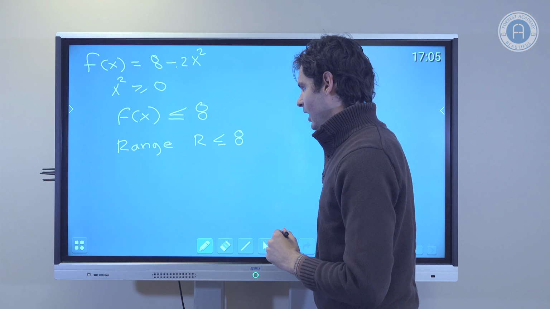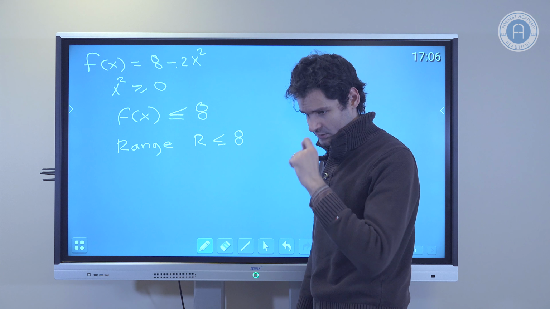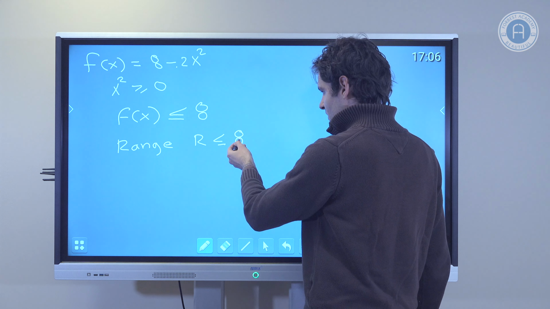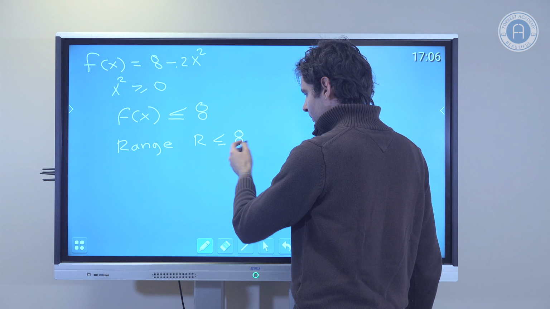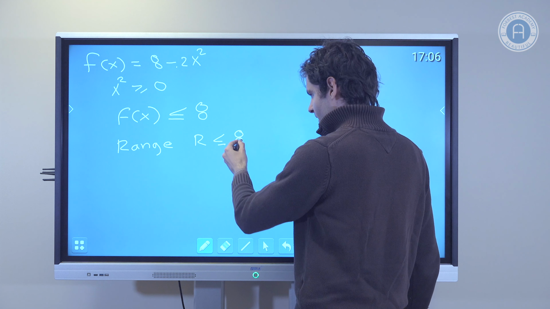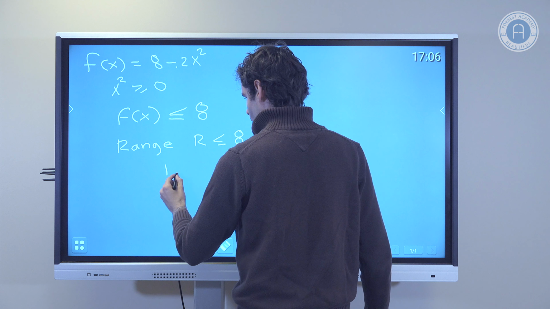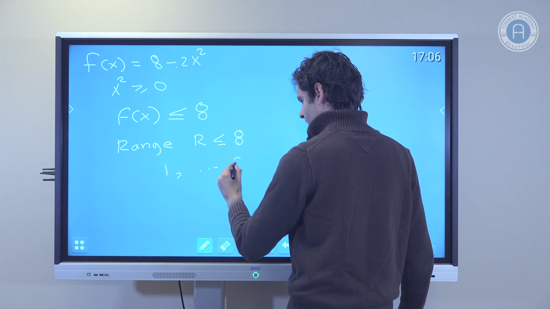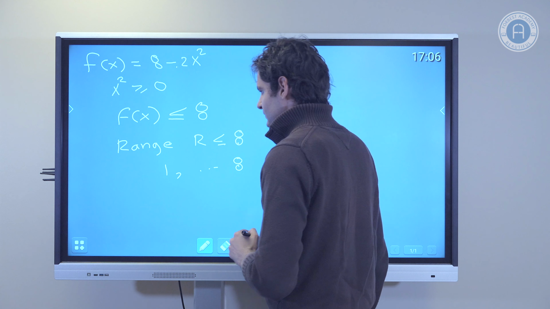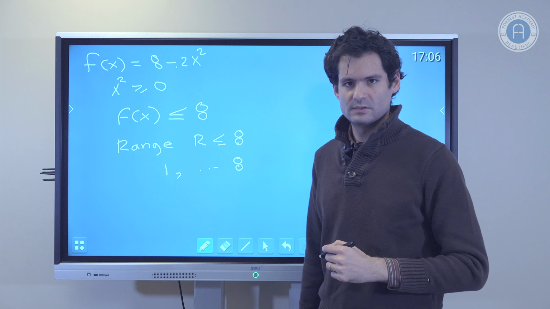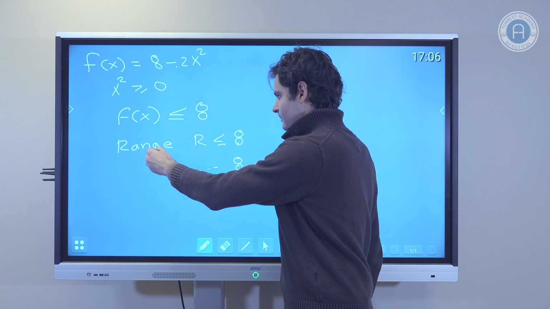So the question says, okay, how many positive integers are in the range? Okay, so since this is the maximum number, how many positive integers are here? Well, we have 8 positive integers, right? From 1 all the way to 8. So there are 8 positive integers that make up this range.